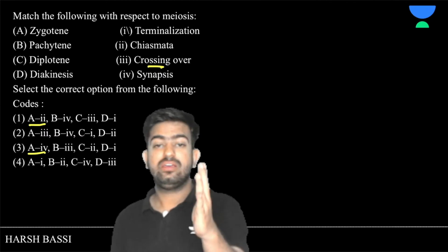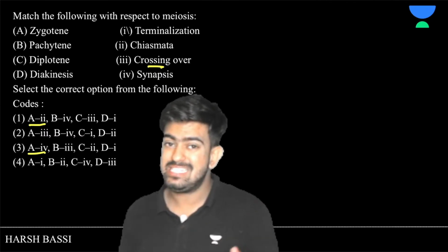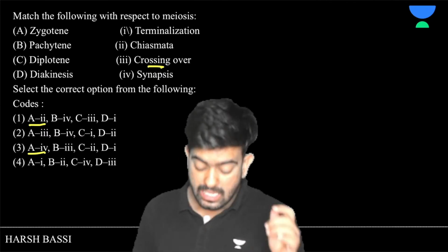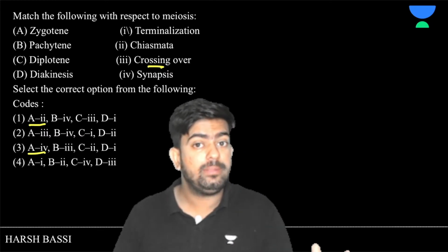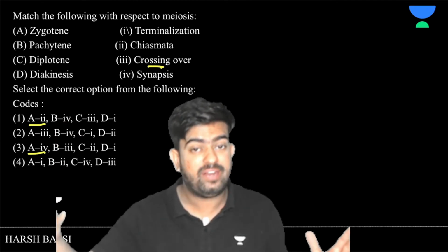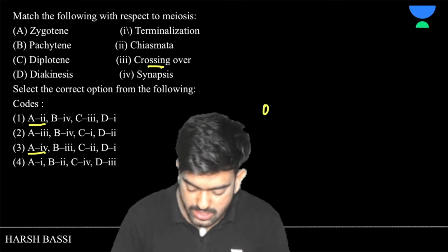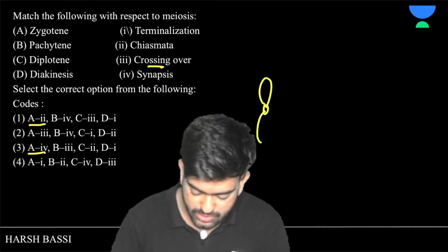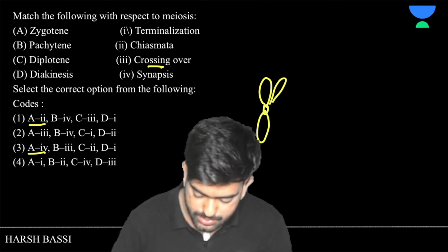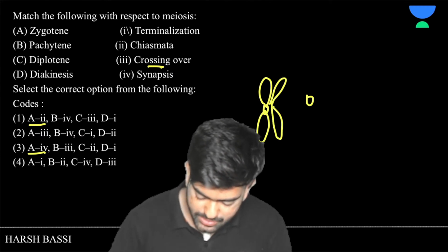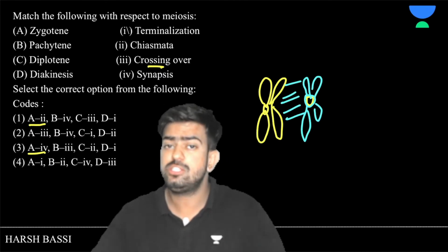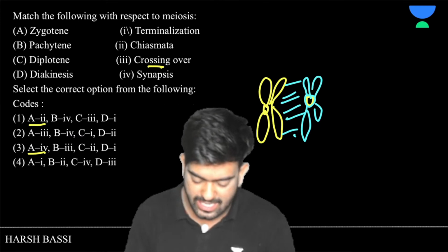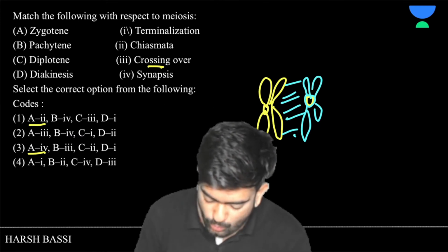In zygotene, is synapsis formed? Yes sir. In zygotene synapsis is formed, with the synaptonemal complex, bivalent, tetrad, everything. Do you remember this type of structure? The homologous chromosomes pair themselves and make a complex, which is the synaptonemal complex. This is the synapsis, right? So synapsis is formed, so A4 will be the answer.